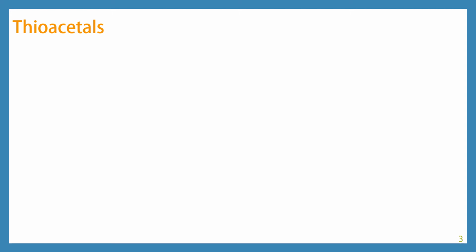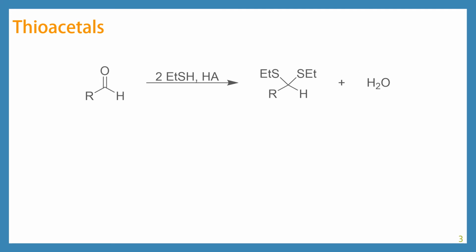Thioacetals are acetals made from reaction of an aldehyde and a dithiol instead of an alcohol. So you take an aldehyde, react it with a thiol in acid, we're just using generic HA here, you would end up with a thioacetal and water as your side product. So this reaction is completely analogous to the reaction to form an acetal, just with a thiol instead of an alcohol, which makes a lot of sense.